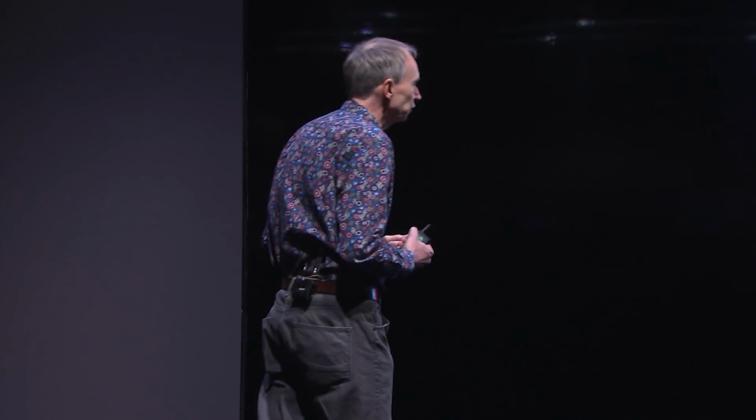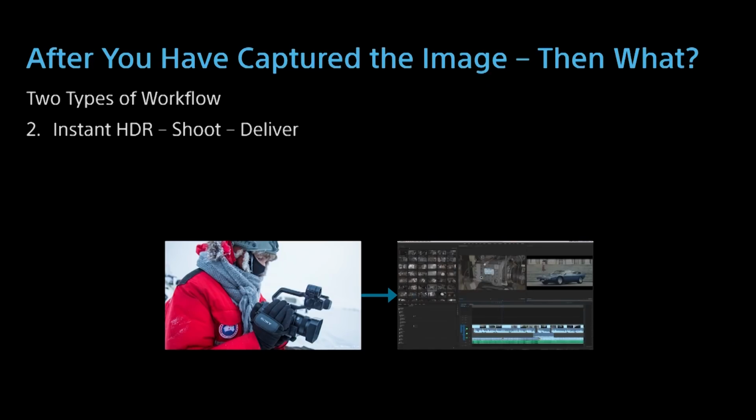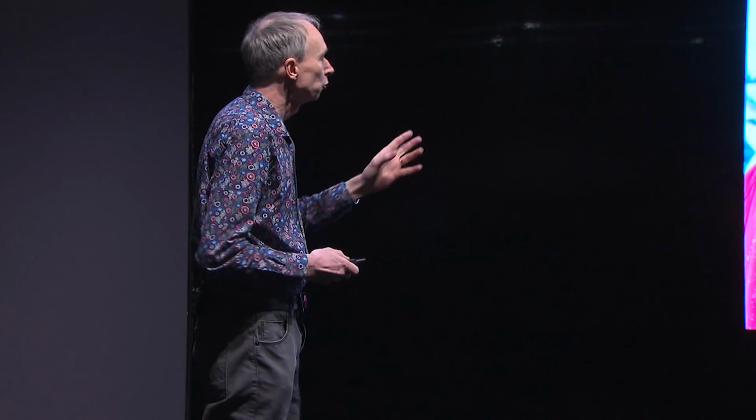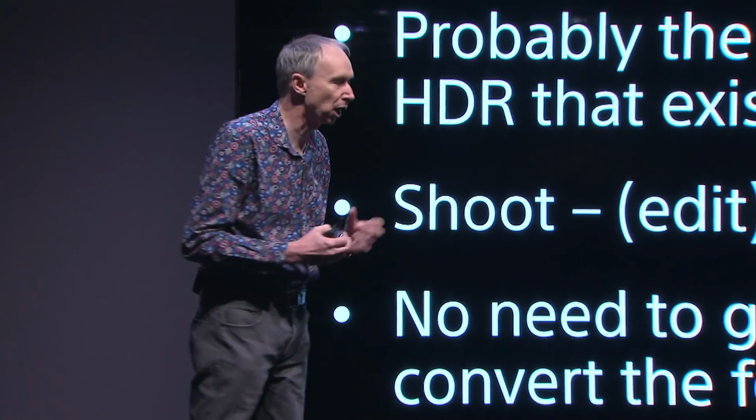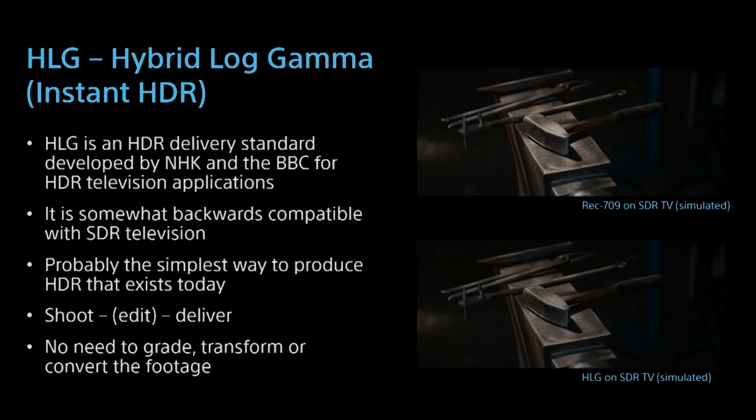But also, if we're shooting with hybrid log gamma, there is a much simpler instant HDR workflow that is just a two-step process. You simply shoot and edit, and that's it. There's no need to do any grading. There's no need to do anything special with the hybrid log gamma workflow. It's really very, very simple. So let's take a look at that one first: hybrid log gamma and instant HDR.